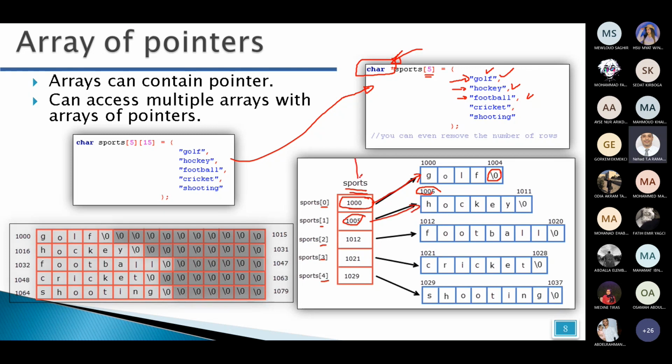So this one is an array of pointers. Each one points to a string in the memory, and we don't need to book many empty unused spaces here. So this way is better management for the memory because we don't waste the space of the memory.